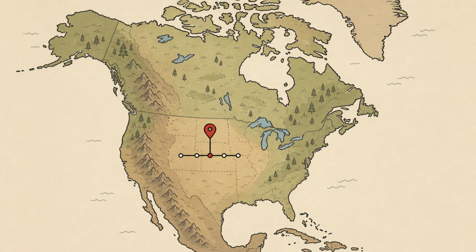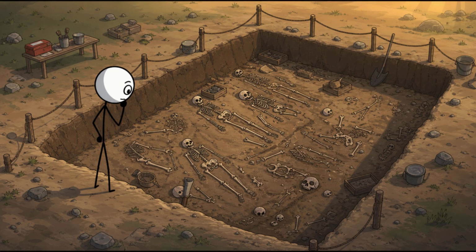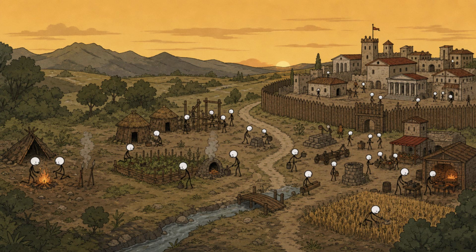The famous Crow Creek Massacre site in South Dakota, dating to around 1325 CE, contains the remains of nearly 500 individuals showing signs of scalping, dismemberment, and violent death. Warfare as a cause of death scaled up with the complexity of human society.